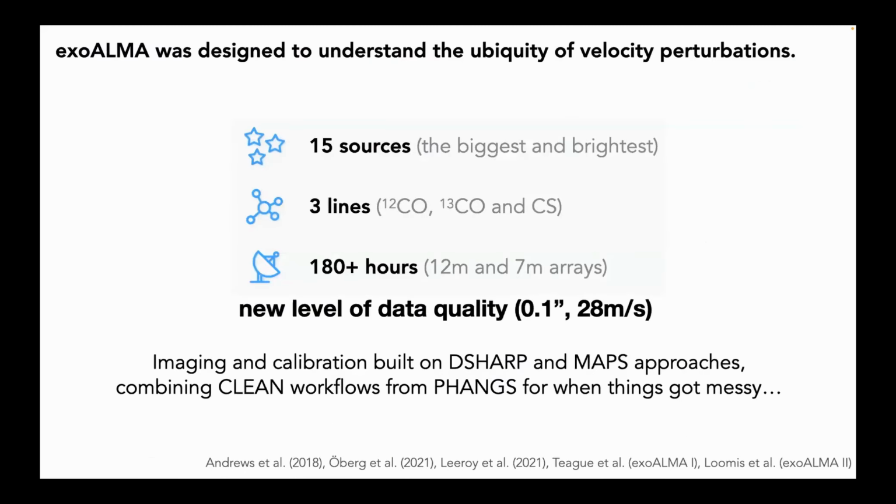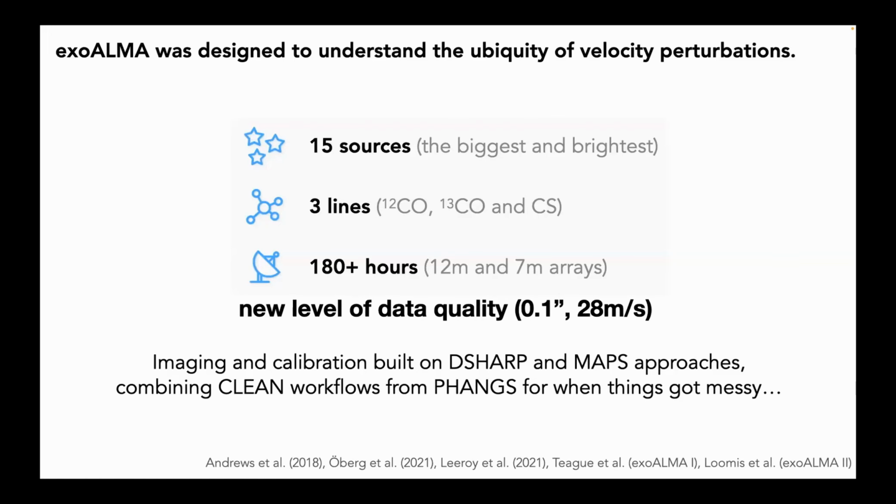So how do we do that? Well, we have a large program that's called exoALMA. exoALMA has observed 15 sources. It's a very biased sample because these observations are very difficult, so we targeted the brightest and the biggest disks. We targeted 3 lines, and we have more than 180 hours combining the 12 and 7 meter arrays of ALMA. And we reach a new level of data quality with 28 meter per second spectral resolution and 0.1 arcsecond resolution.